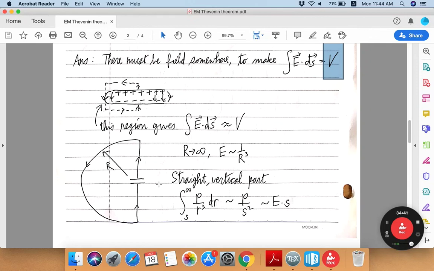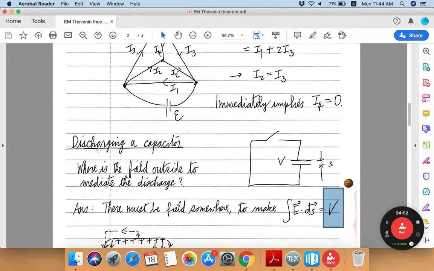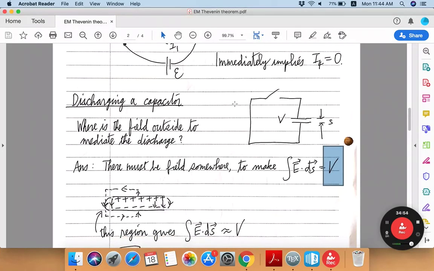So the bottom line is that there has to be an electric field somewhere on the outside of the parallel plate capacitor. And therefore, there will have to be some electric field affecting the electrons along the circuit, and that's what sets the electrons in motion and sets up the discharge.